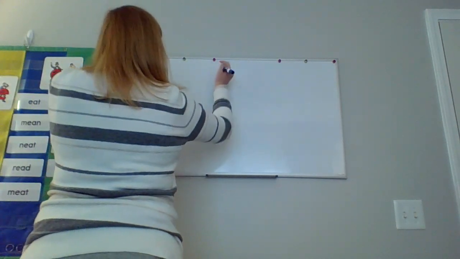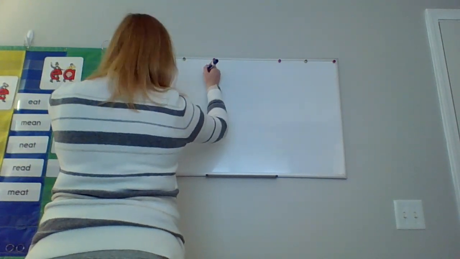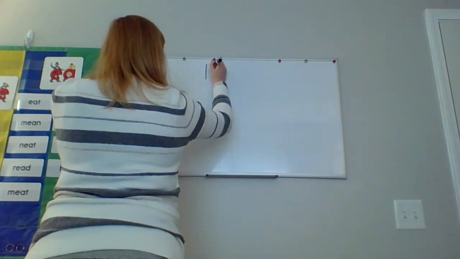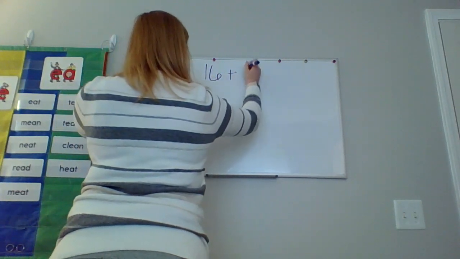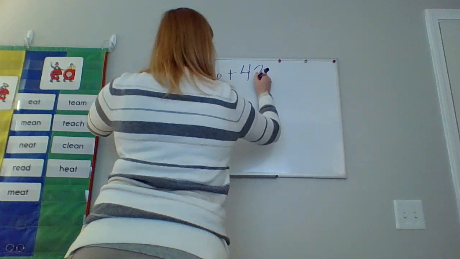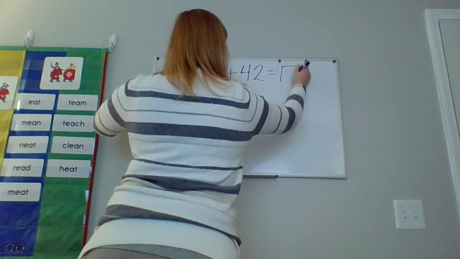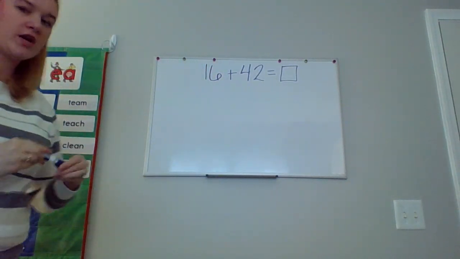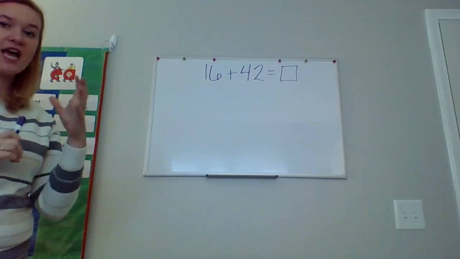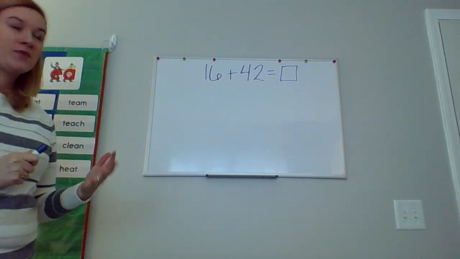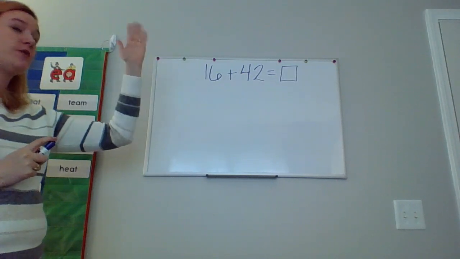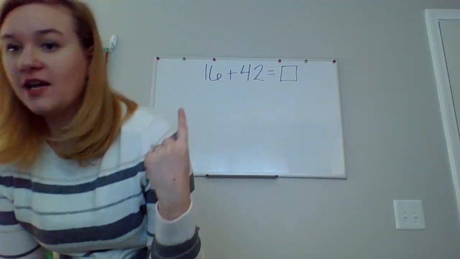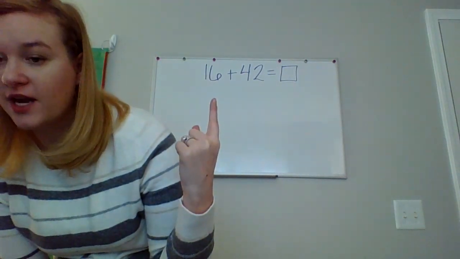Okay, so if I have this, here's a hair. 16 plus 42. Oh, I don't just have a tens now, I'm adding together. I have 16 plus 42 equals unknown. Okay, write down this equation. 16 plus 42 equals unknown.